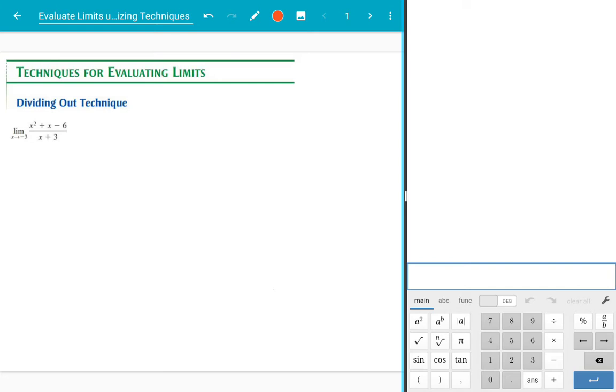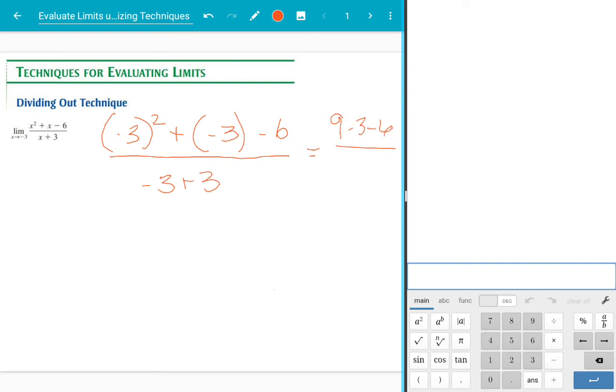So really quickly, if we did use direct substitution here, I would get -3 squared plus -3 minus 6 over -3 plus 3. Alright, so let's see what we get as a value. In the numerator, this is going to be 9 minus 3 minus 6, and then we're going to have 0 in the denominator. The numerator is going to end up being 0 as well. Alright, now whenever we get this ratio of 0 over 0, we actually call that the indeterminate form.